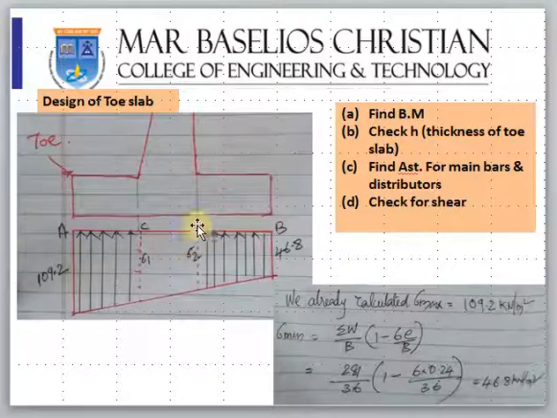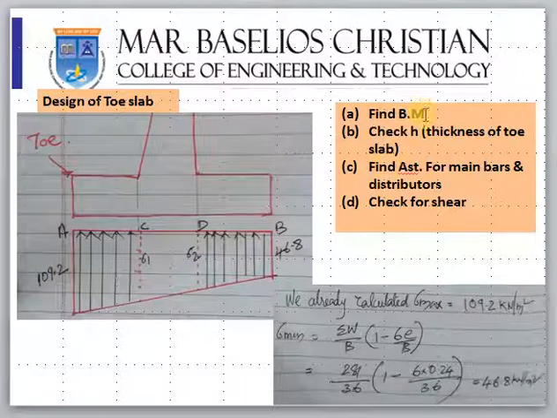So once again, the procedure is the same. We will find out the bending moment. We will check whether the thickness is sufficient to take the bending moment. If it is found satisfactory, we will find out the area of steel. Then we will check the shear also. Then the design is complete.